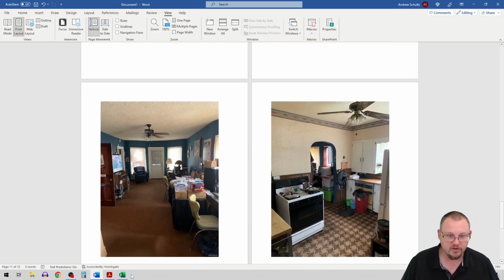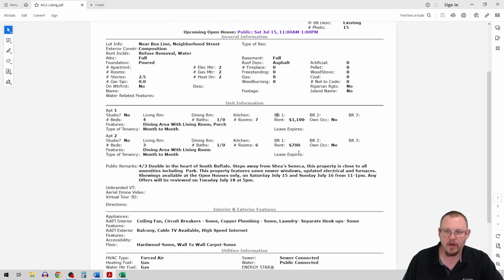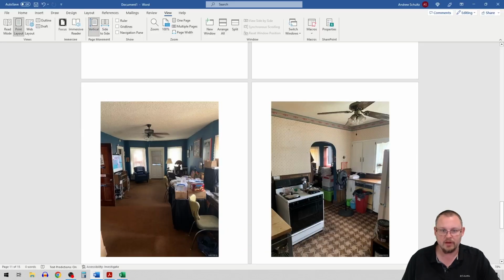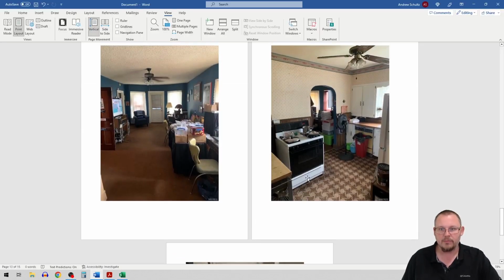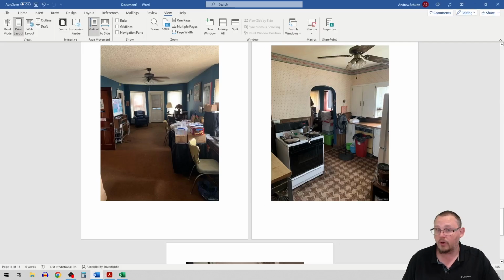And actually, it also gives us an indicator. We'll go ahead and pull the MLS sheet back up. There's definitely a reason that this 3-bedroom upstairs apartment is only renting for $700, and it is 100% the condition of the apartment. If this apartment was updated, we'd be able to get substantially higher rents for that. And we'll talk more about that in just a minute. I think that the $1,100 for the 4-bedroom on the first floor is also low.